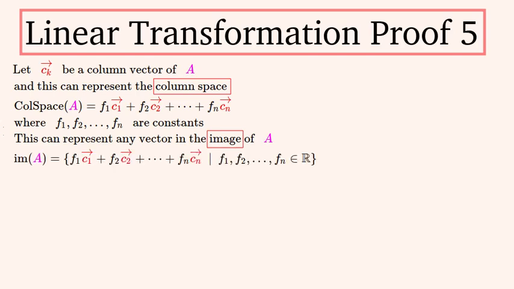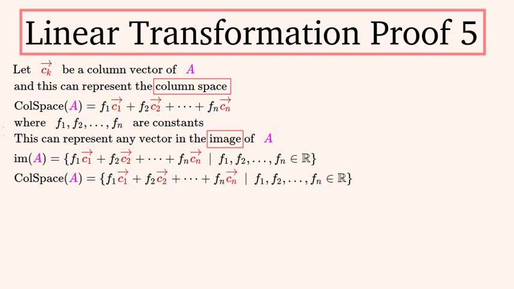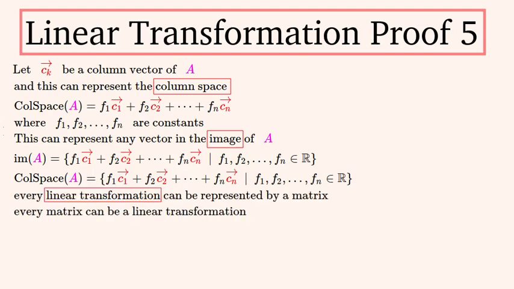So we can write out the image of A like this, as a set of all the linear combinations of the column vectors of A. This is really the proper way to write it. And we can write out the column space of A, which is exactly the same as the image of A. I just want to write this down, that matrices and linear transformations are interchangeable. I'll prove it in a later video, but not just now.